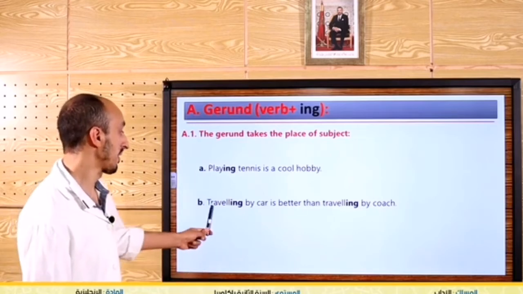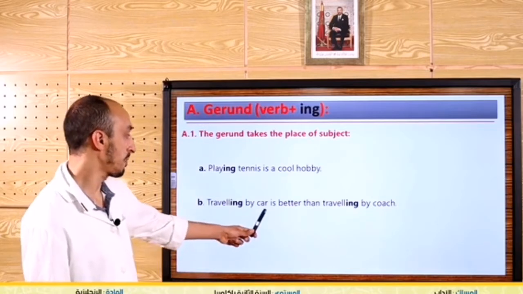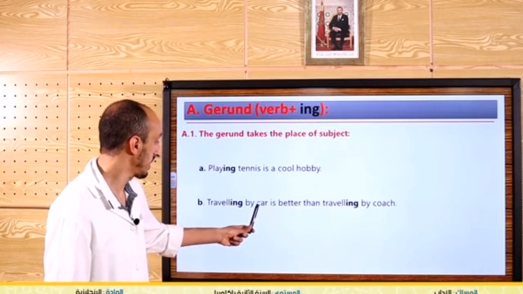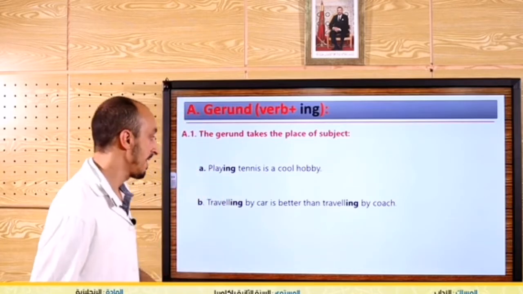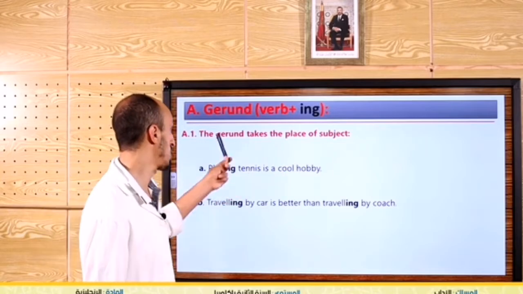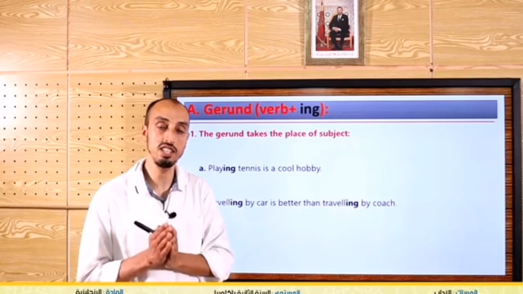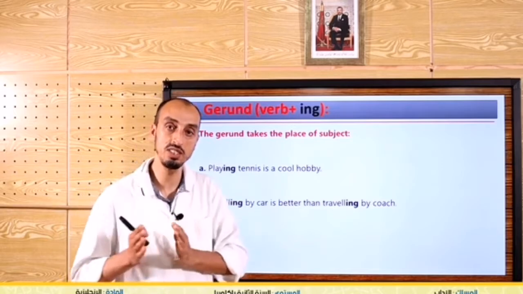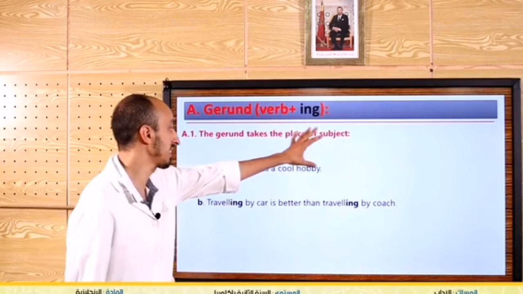Example B. Traveling by car is better than traveling by coach. Traveling by car is a subject, is is the verb, better than traveling by coach, complement, it is an object. So the gerund takes the place of subject, that is the first position of the English sentence. Subject, verb, object, that's the word order of the English sentence. SVO. So the gerund takes place of the subject.